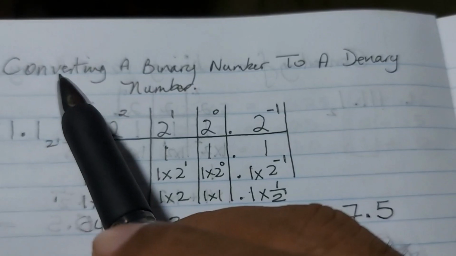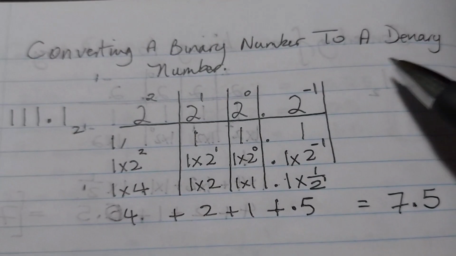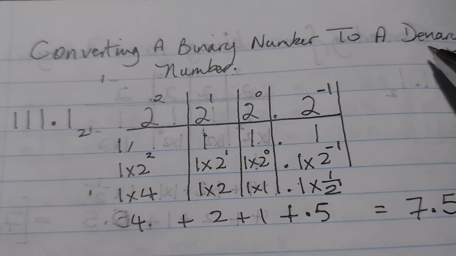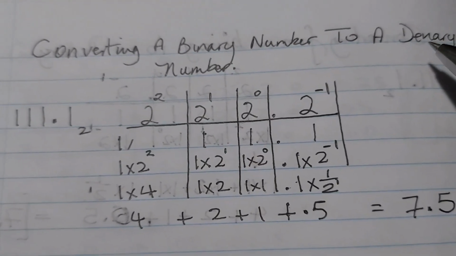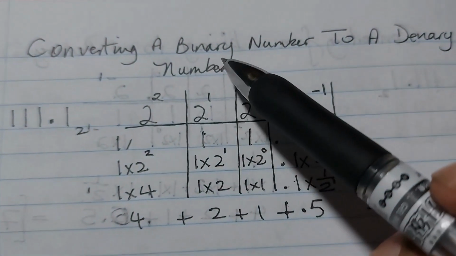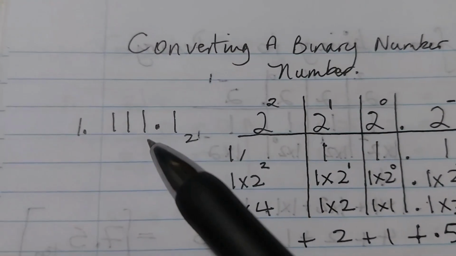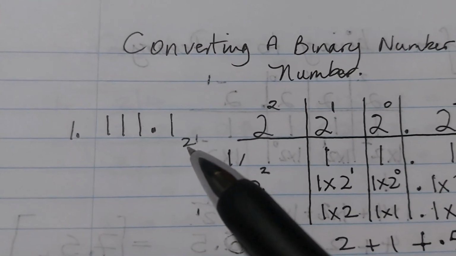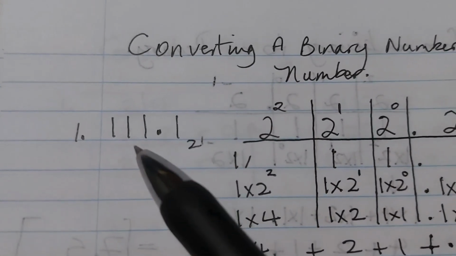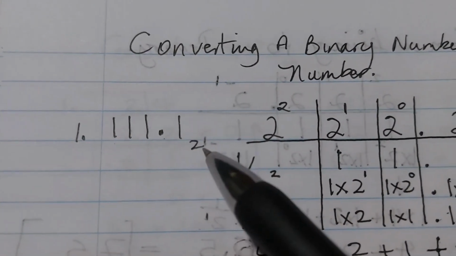This time we want to look at how we can convert a binary number to a denary number. Remember that denary number is another term for decimal number, or the regular number with the base 10. So we're going to go from a number with a base 2 to one with a base 10. So this is an example of a binary. This number 2 indicates that a number is a binary number, and it's 111.1 to the base 2.